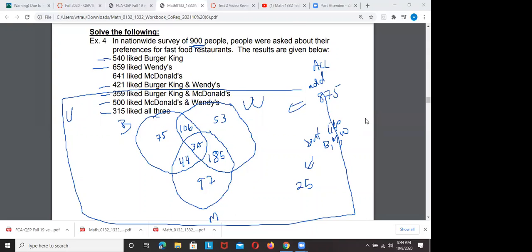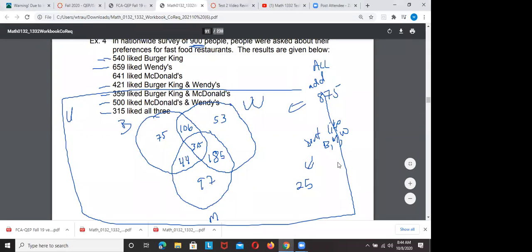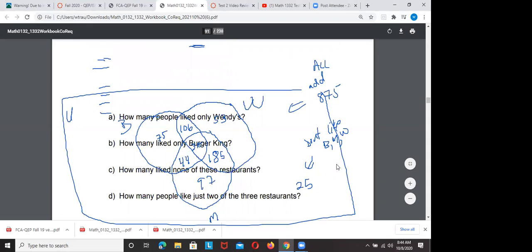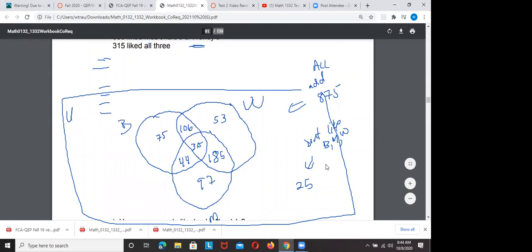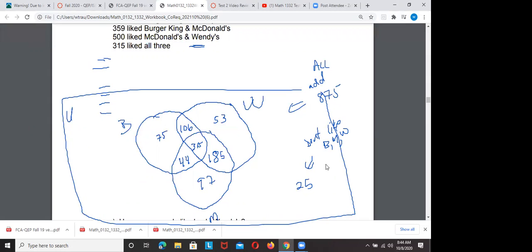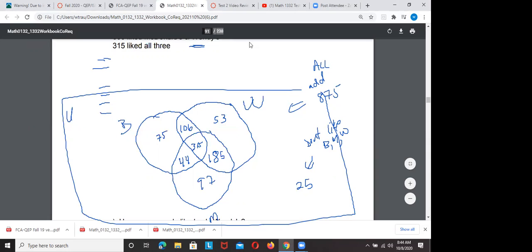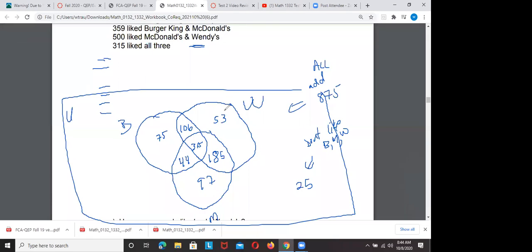All right, let's see. There's going to be questions now, I'm sure. Let's scroll down, see what the questions look like. How many people like only Wendy's? So the answer to only Wendy's, anybody know? Once you do this, how many people just like Wendy's? 53. Yes, just these 53. These people like Wendy's and Burger King. These people like all three. These people like Wendy's and McDonald's. Only 53 just like Wendy's.